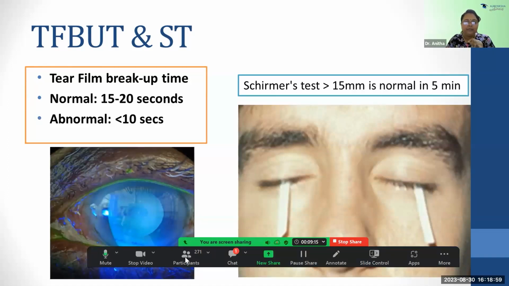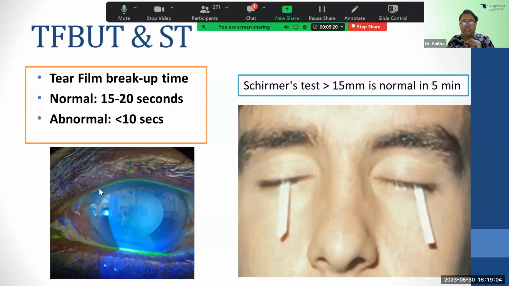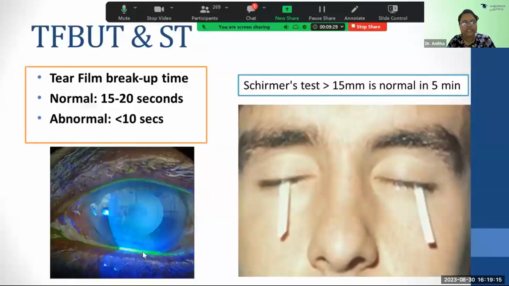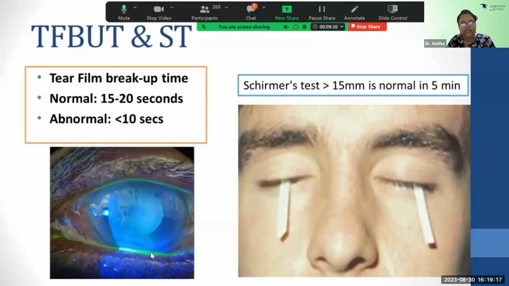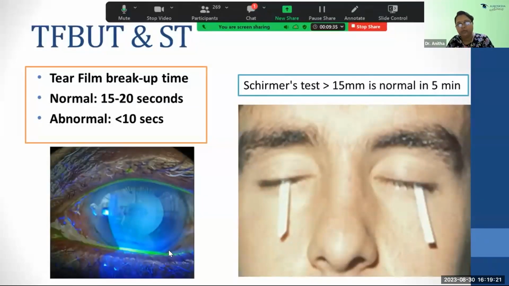So this is the normal tear film. This is how you have to stain the ocular surface with fluorescein. That is more important because this fluorescein staining will give you more details. Let me explain it in the following slide. This is the correct tear film height and how the ocular surface is stained uniformly.